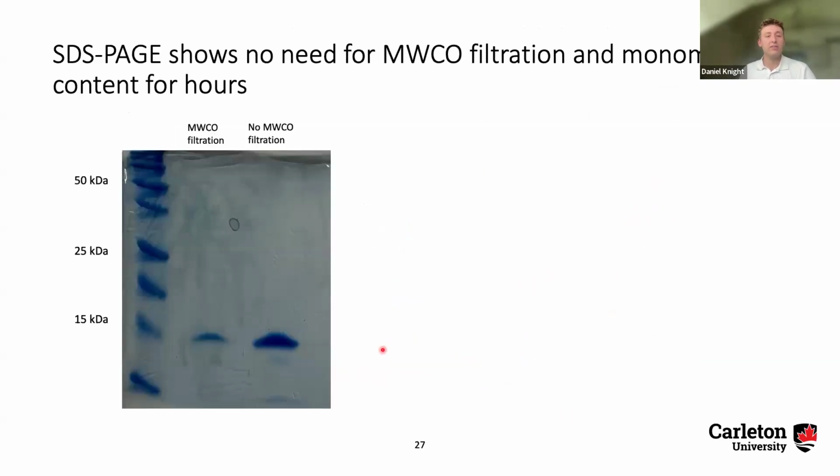Then we wanted to see if the filtration step was really necessary. We were struggling with recovery of the protein when we were doing this, so we lost upwards of 80 to 85% of the protein each time we filtered it. So we wanted to just evaluate the monomer distribution without the filtration step and see if we could still see it. And we could, which was fantastic.